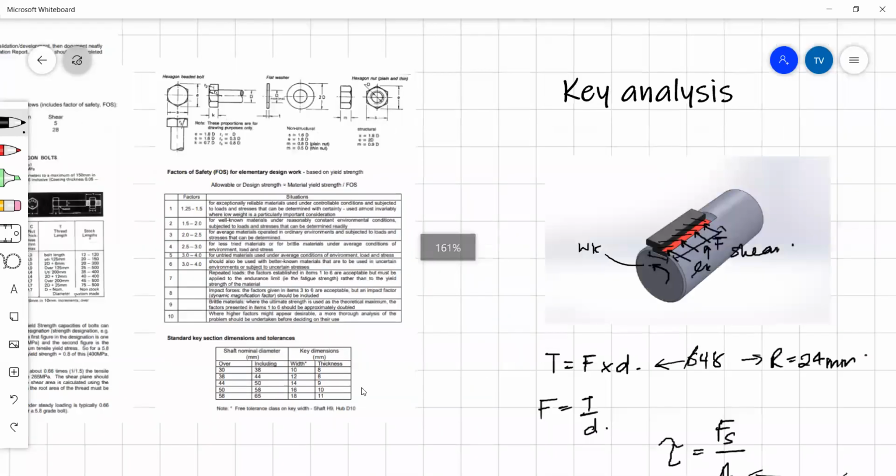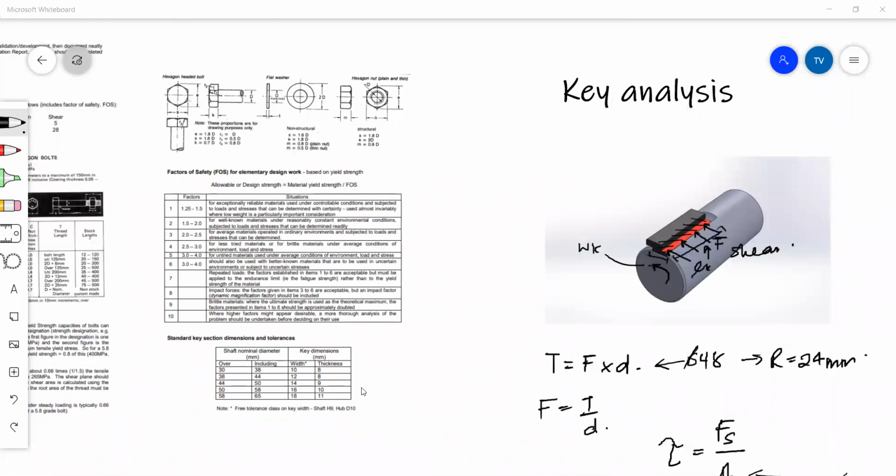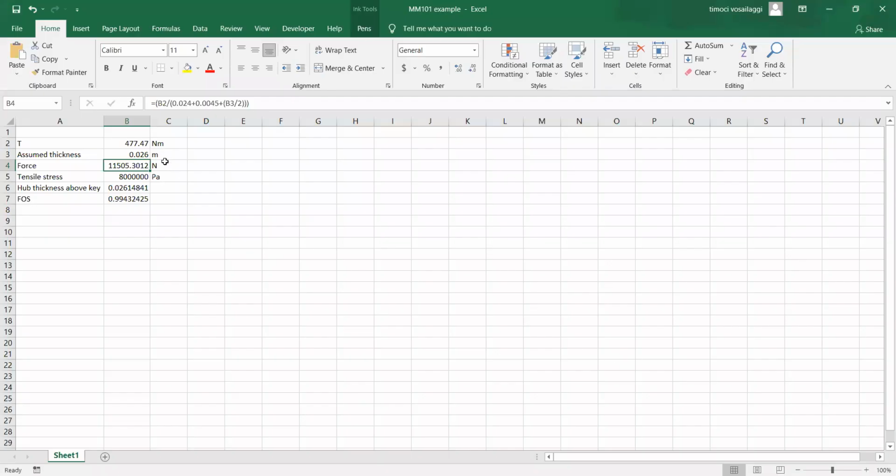Now going back to our Excel sheet, let's enter a thickness of 0.031 or 31 millimeters. We press enter, we can see that the factor of safety is now 1.257, which is within the region which we were hoping for. So we can say that 31 millimeters is the best hub thickness to use.